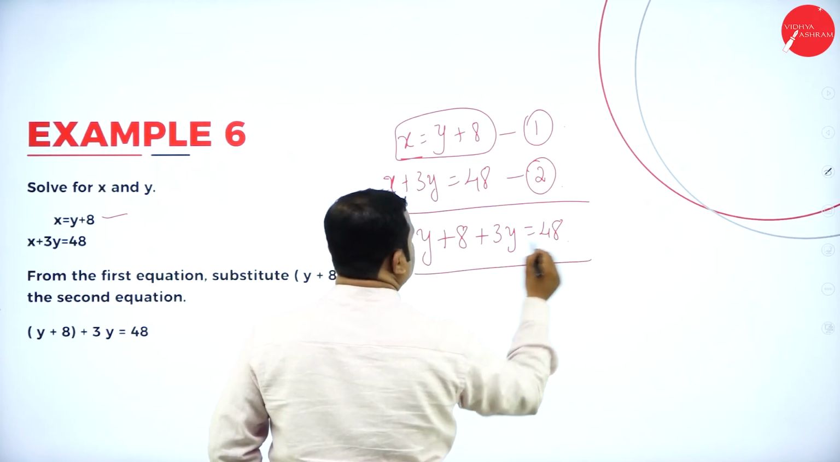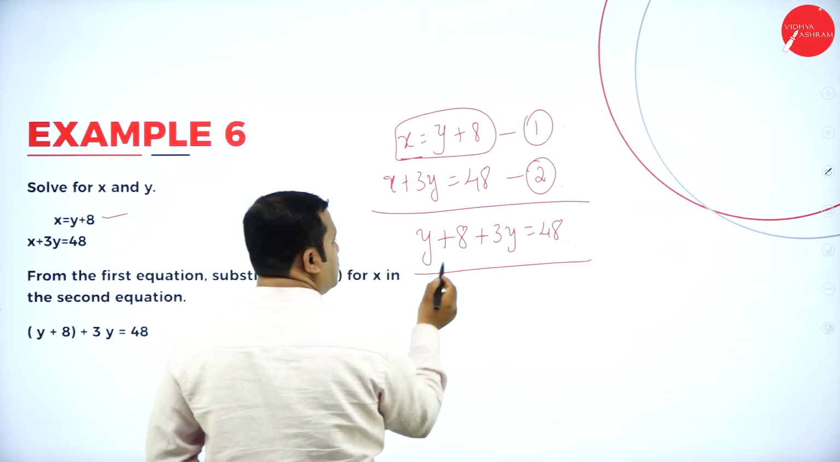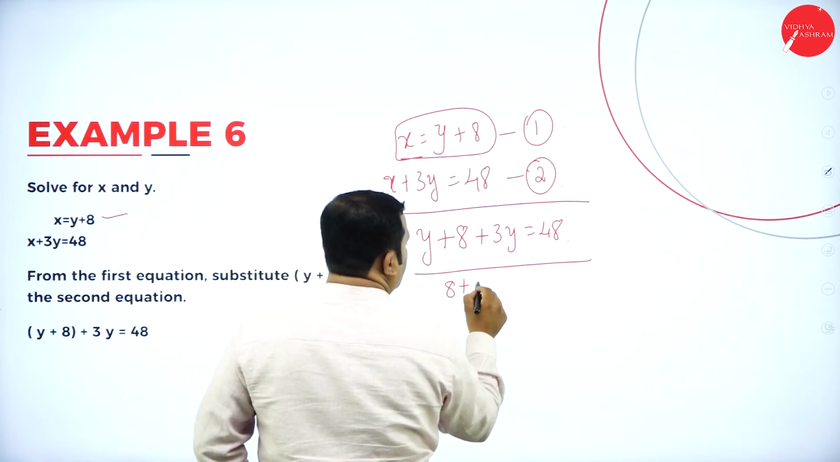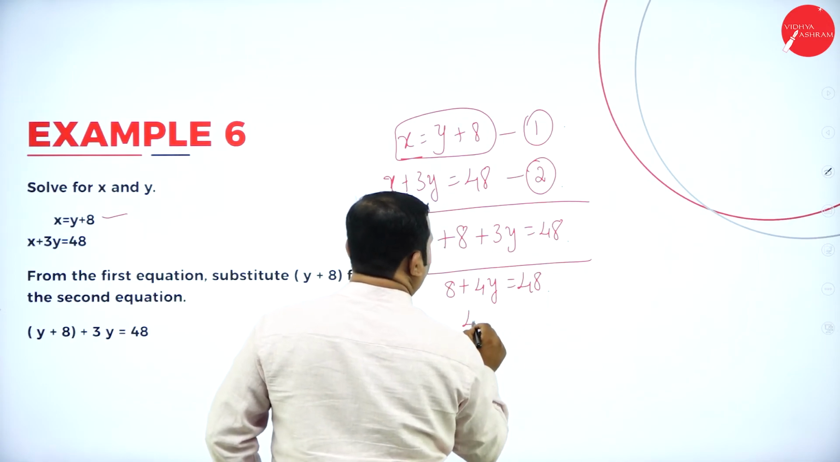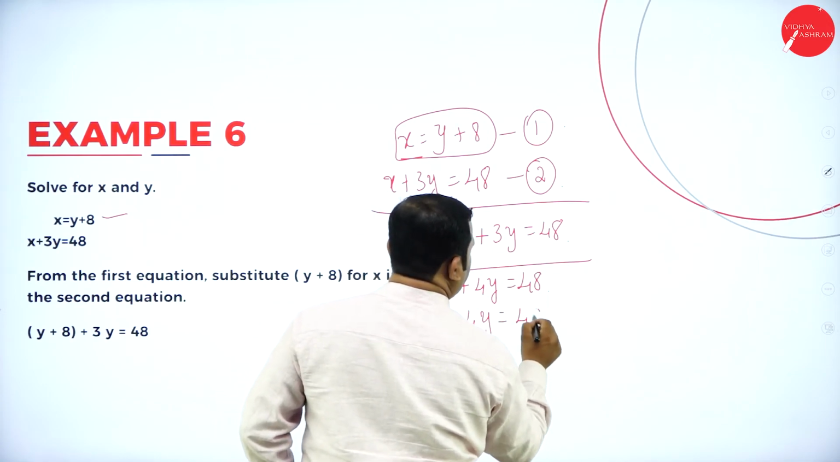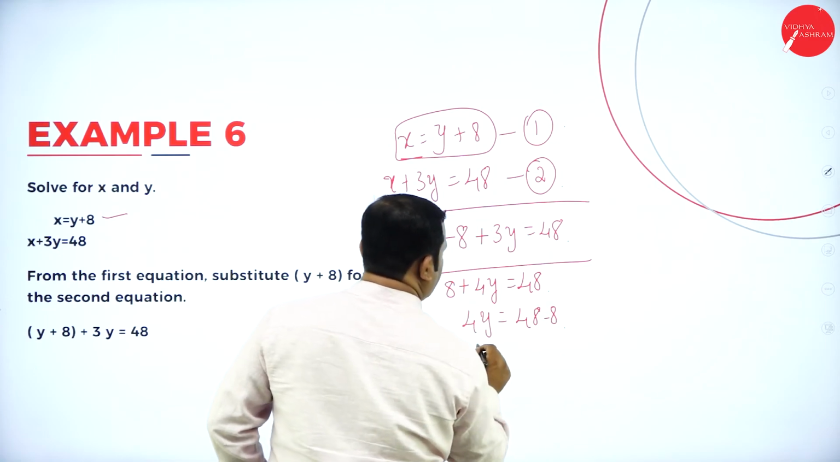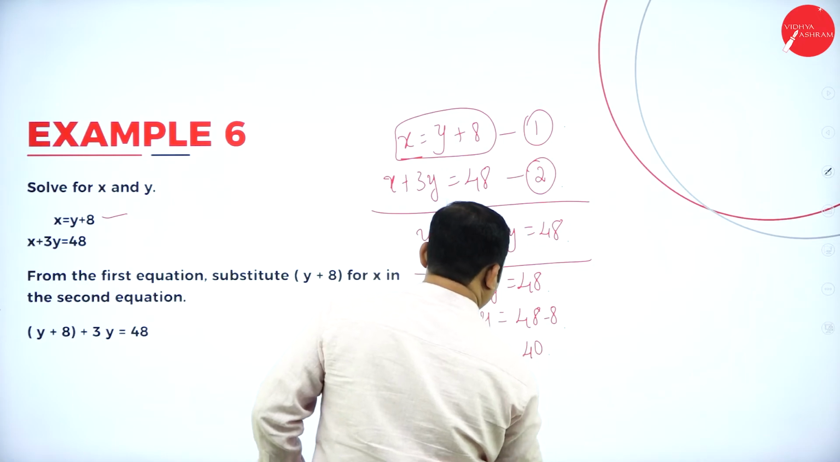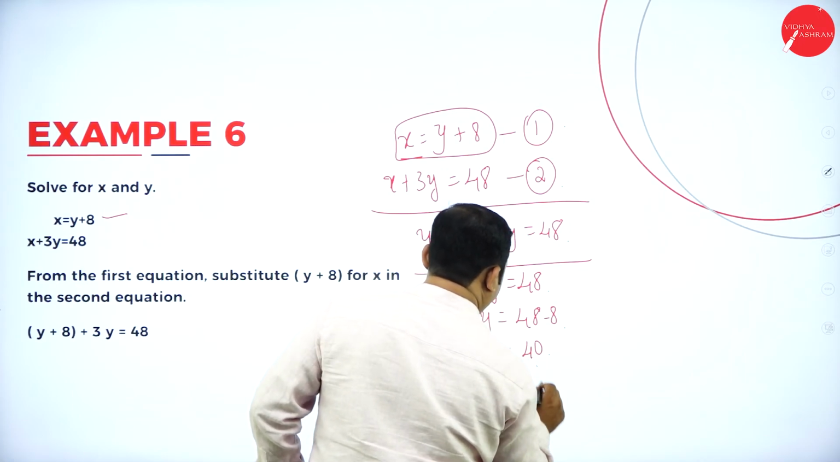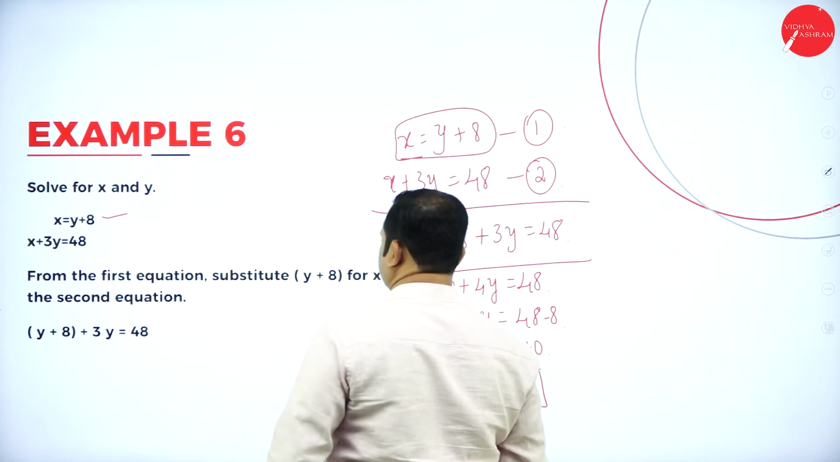If that is the case, what happens? Then see here, 8 plus 4y is equal to 48. 4y is equal to 48 minus 8. Then 4y is equal to 40. Then y is equal to 10. This is the value we are going to get.